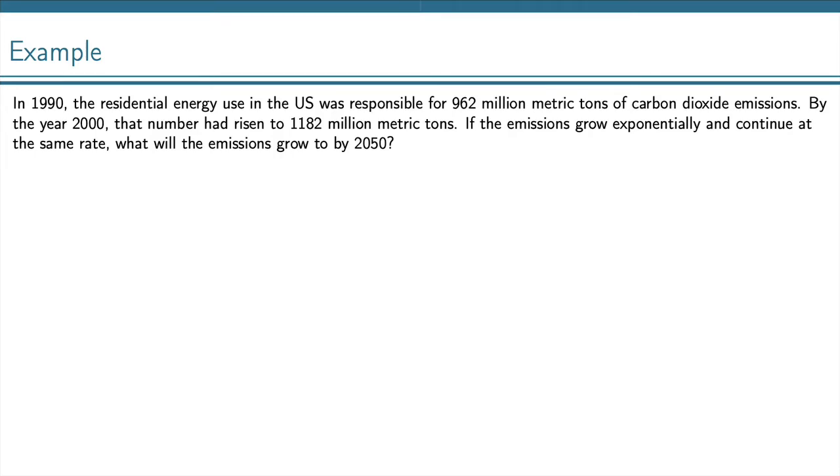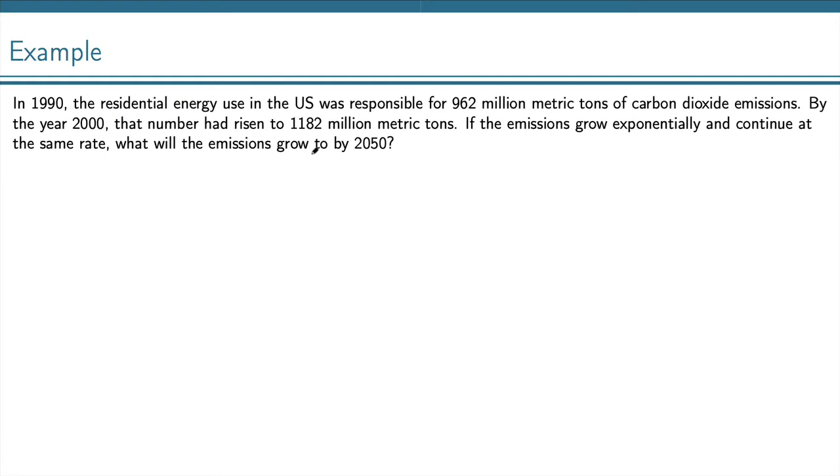In 1990, the residential energy use in the United States was responsible for 962 million metric tons of carbon dioxide emissions. By the year 2000, the number had risen to 1,182 million metric tons. If the emissions grow exponentially and continue at the same rate, what will the emissions grow to by 2050?